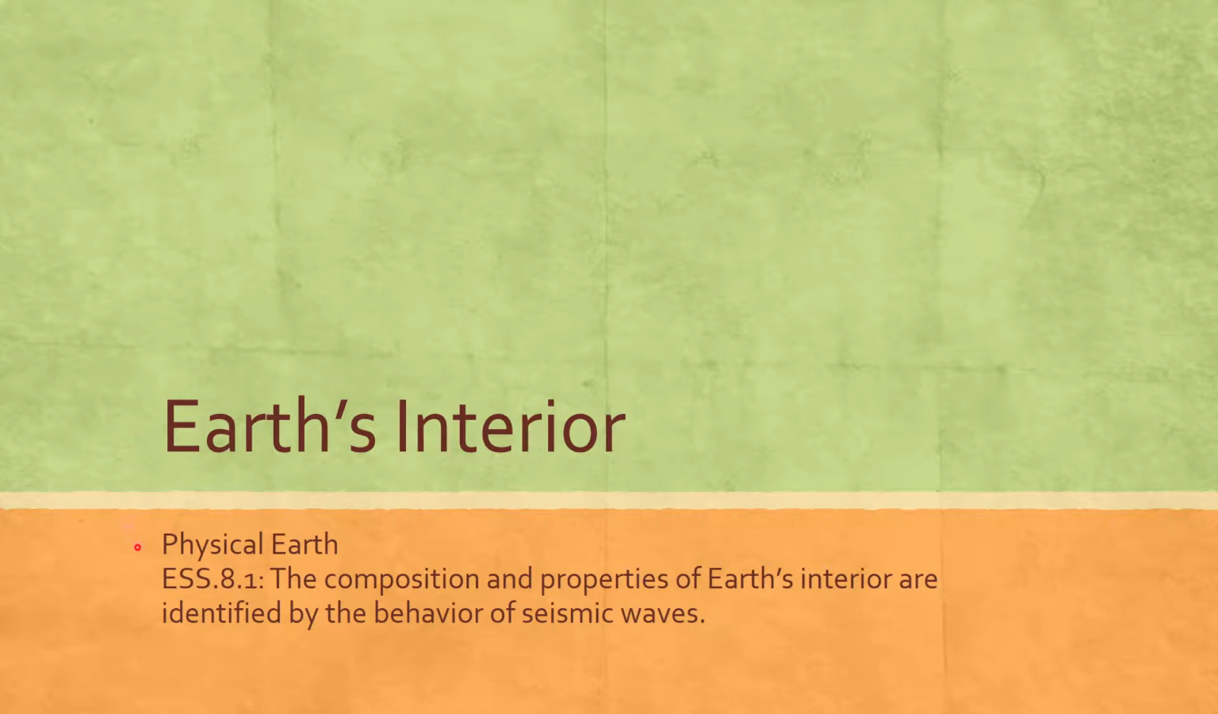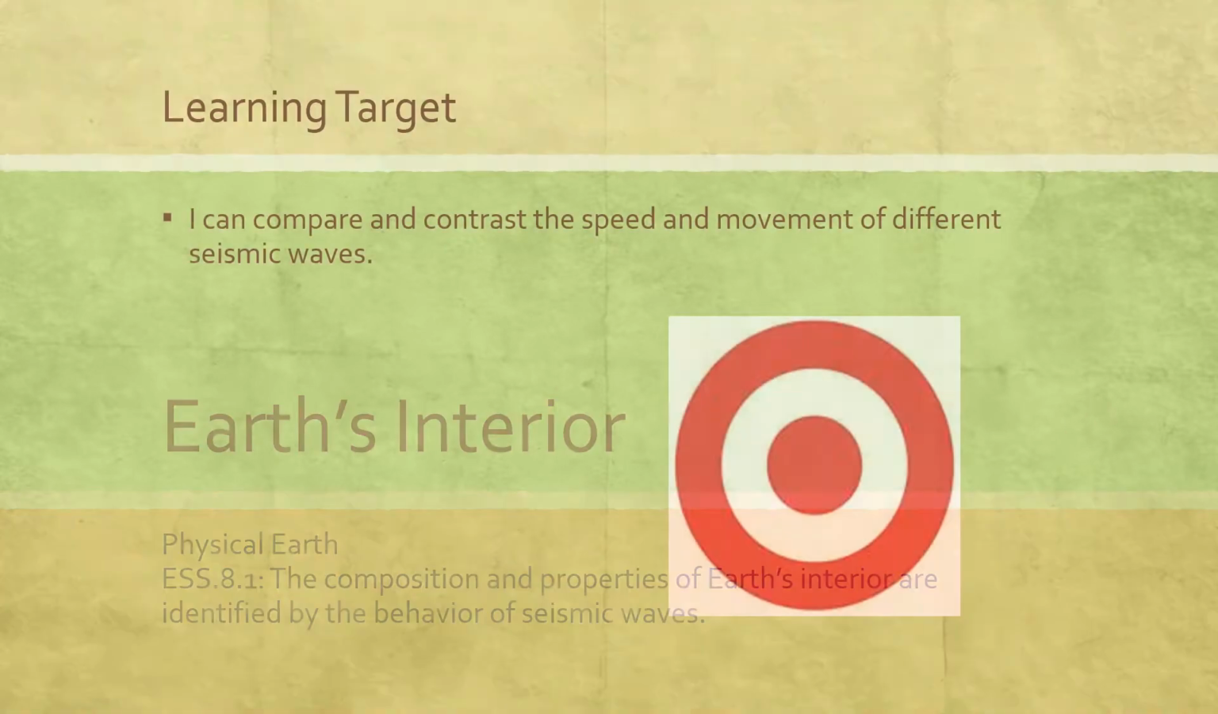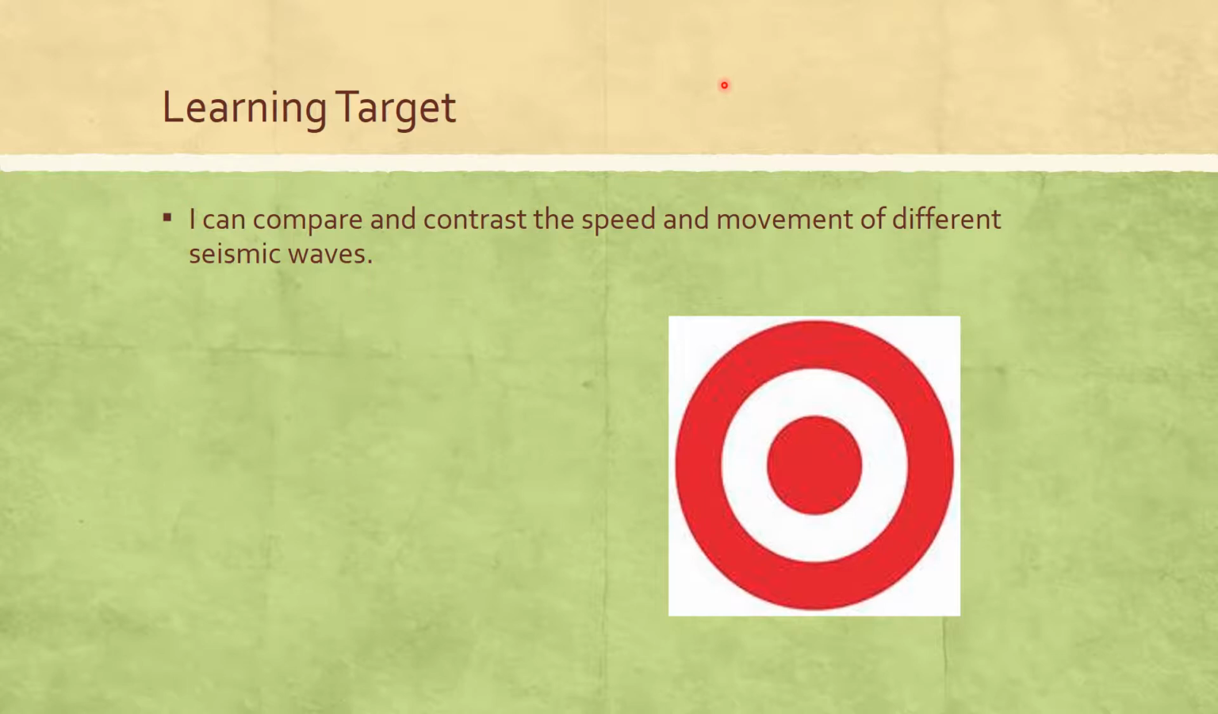The standard that goes along with this is Physical Earth, ESS 81. The composition and properties of Earth's interior are identified by the behavior of seismic waves. So there's a lot of vocabulary words in there that we're going to go over to help prepare you for class. Our learning target: I can compare and contrast the speed and movement of different seismic waves.